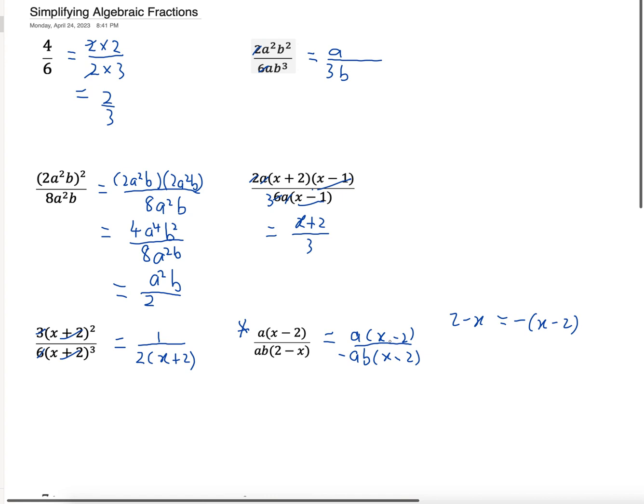So now the terms are exactly the same, so we can cancel it away. So what is left is in the denominator, and there's a negative sign here, is negative 1 over b.